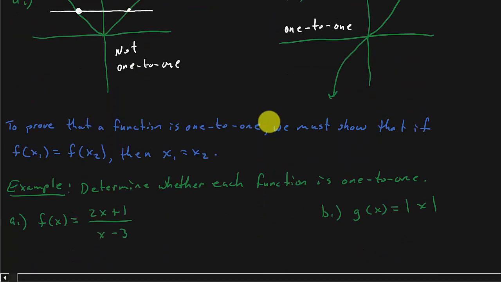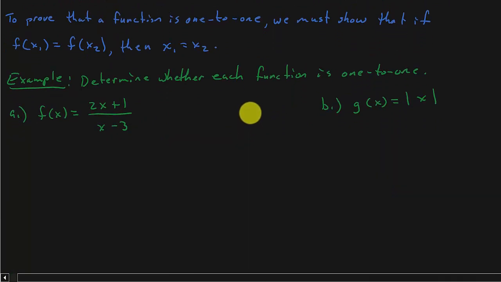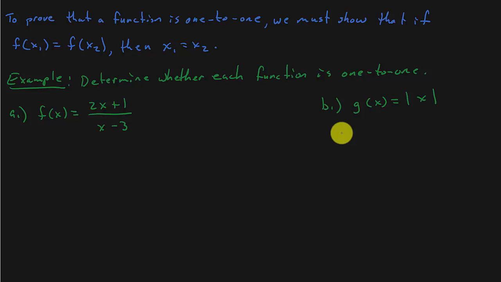All right, so let's look at this. To prove that a function is one-to-one, we must show that if f of x1 equals f of x2, then x1 has to equal x2. All right. So, if you're given a function like this, this is a little bit different. Okay. So, one way to show this is by showing this right here.